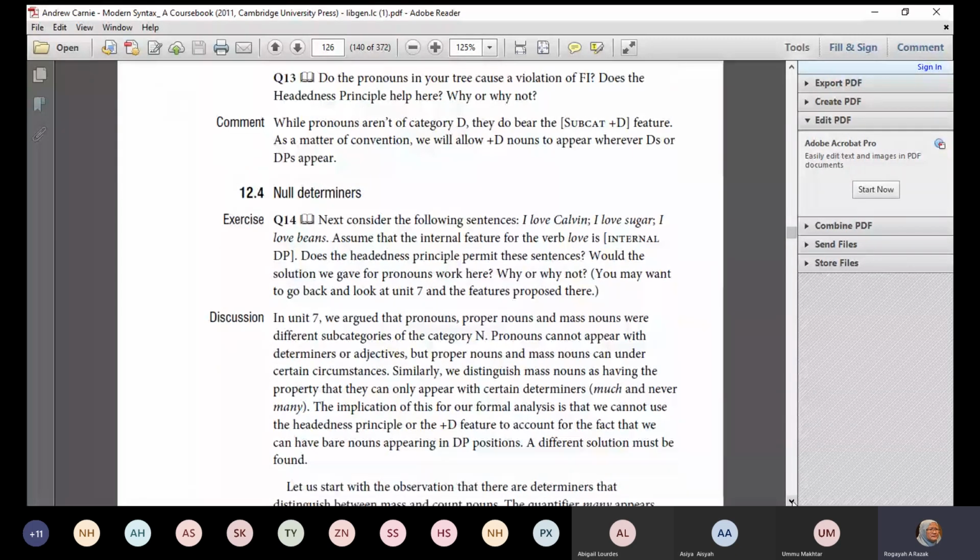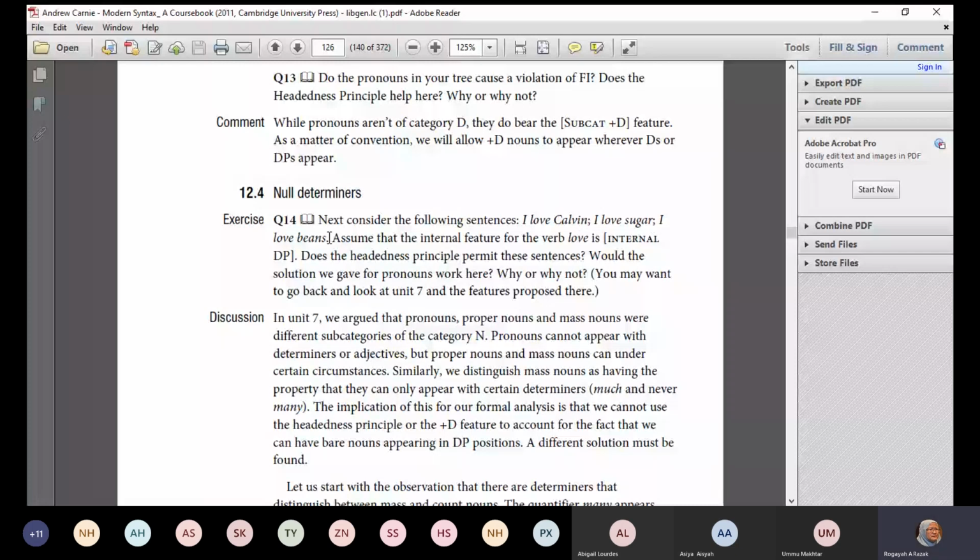Okay, then we go to null determiners. Null determiners means things which, like I say just now. Now consider the following sentences. I love Kelvin. I love sugar. I love beans. You notice that in these examples, there's no determiner. You have a determiner phrase which has only the noun, Kelvin. You have a determiner phrase which only has sugar, which is a noun. Also with beans.